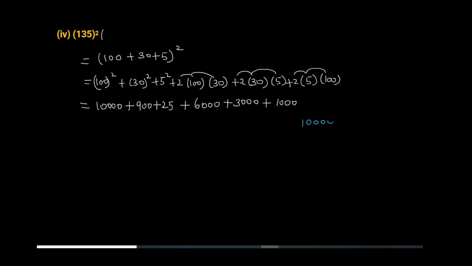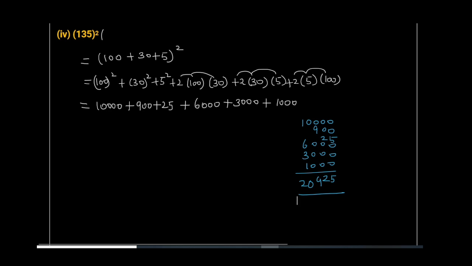10,000, 900, 25, 6,000, 3,000, 1,000. So ones place 5, tens place 2, hundreds place 9, then thousands place remaining 2, and the 10,000 place remainder. So the answer is 20,925.